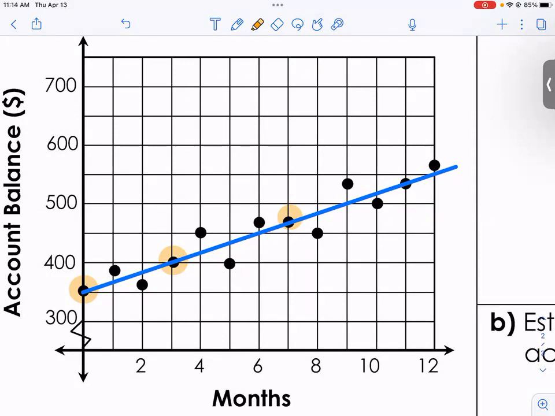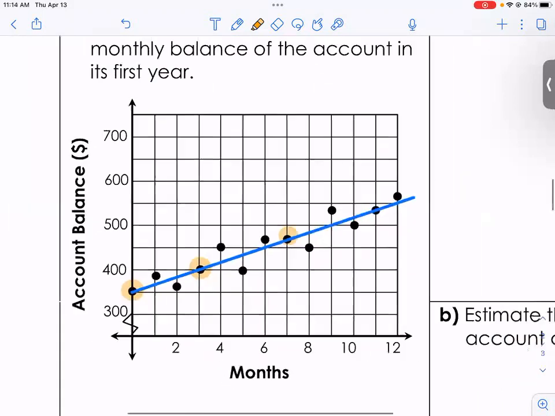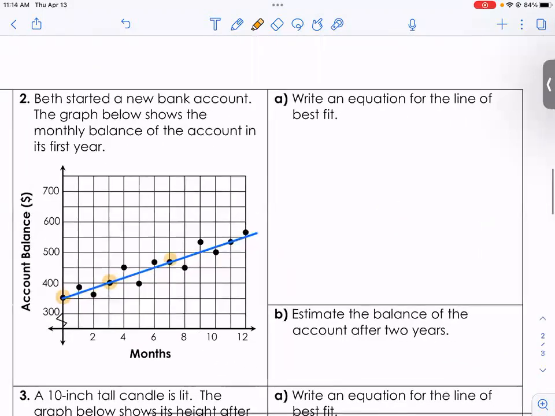And why is it called best fit? Because it's an estimation, so it's not an exact fit, but it's the best fit. Okay, all right, so we need y equals mx plus b.